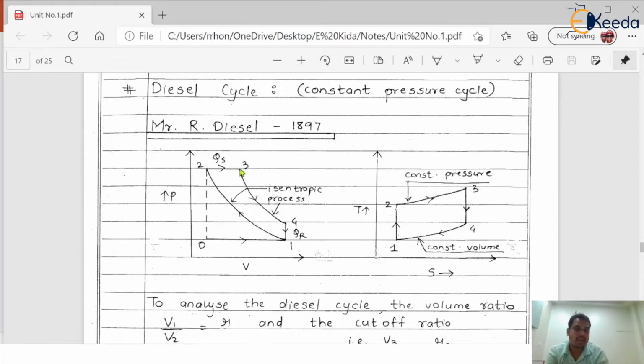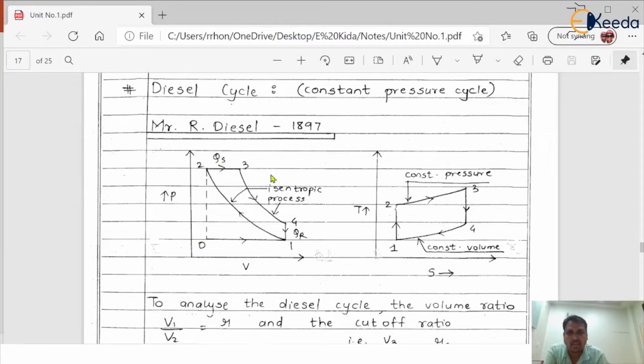Similarly, next 3 to 4 is expansion, as the diesel and air start to burn, and that burning takes place, and expansion proceeds, explained with the help of process 3 to 4. During this process, pressure goes down from P3 to P4, and volume again increases. Again 4 to 1 is a heat rejection, but this heat rejection is at constant volume. That's why this is called constant volume heat rejection. Pressure drops from P4 to P1, volume remains constant, and finally the exhaust process 1 to 0.